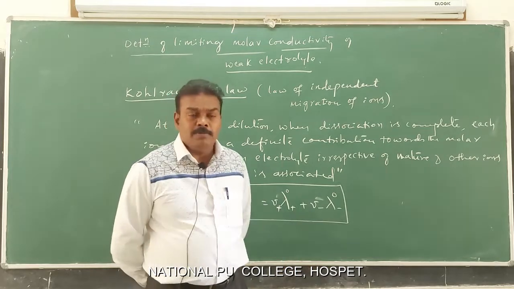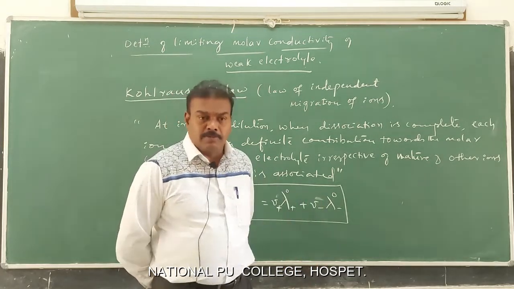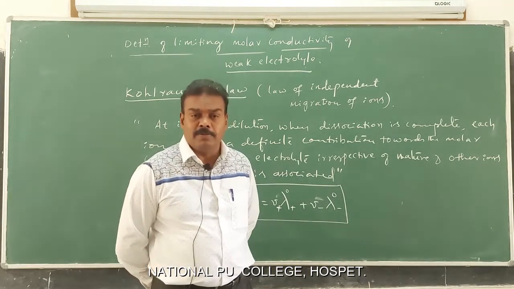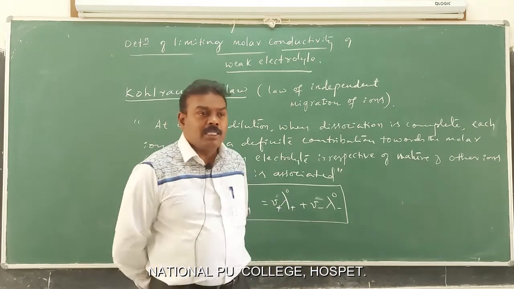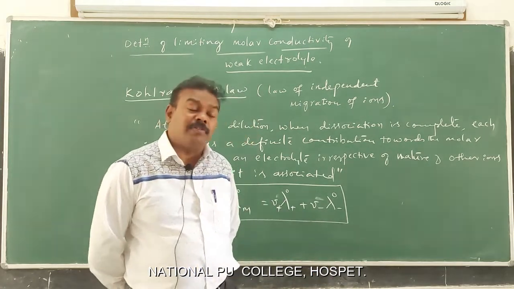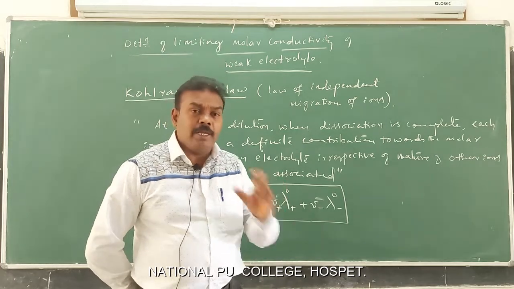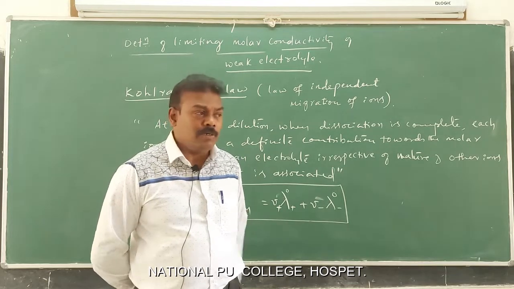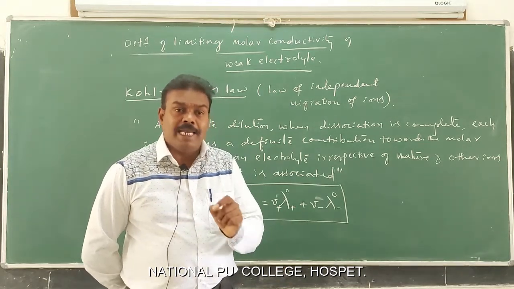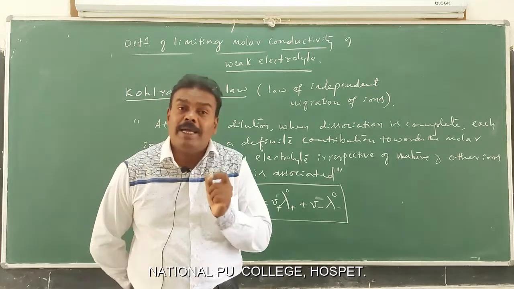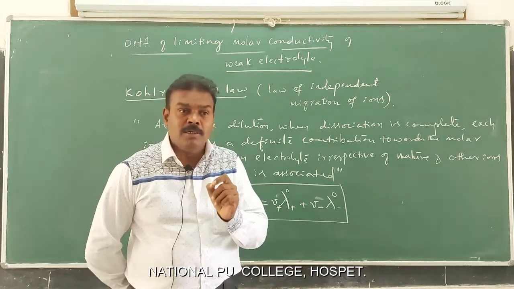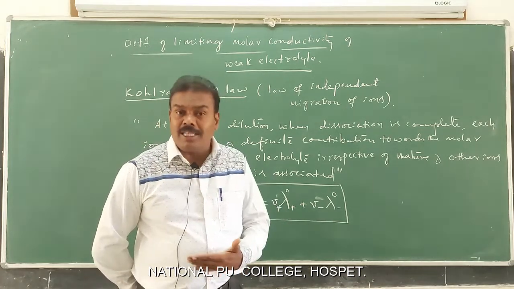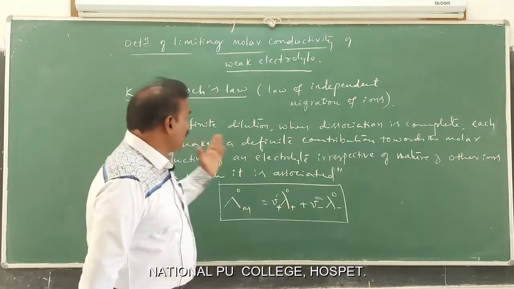According to Kohlrausch, for every dilution the degree of ionization increases, which means the molar conductivity of the electrolyte increases. At infinite dilution, each and every ion makes a definite contribution towards the molar conductivity of the electrolyte, because each ion moves independently. That is called independent migration of ions. Then what is the statement of the law?